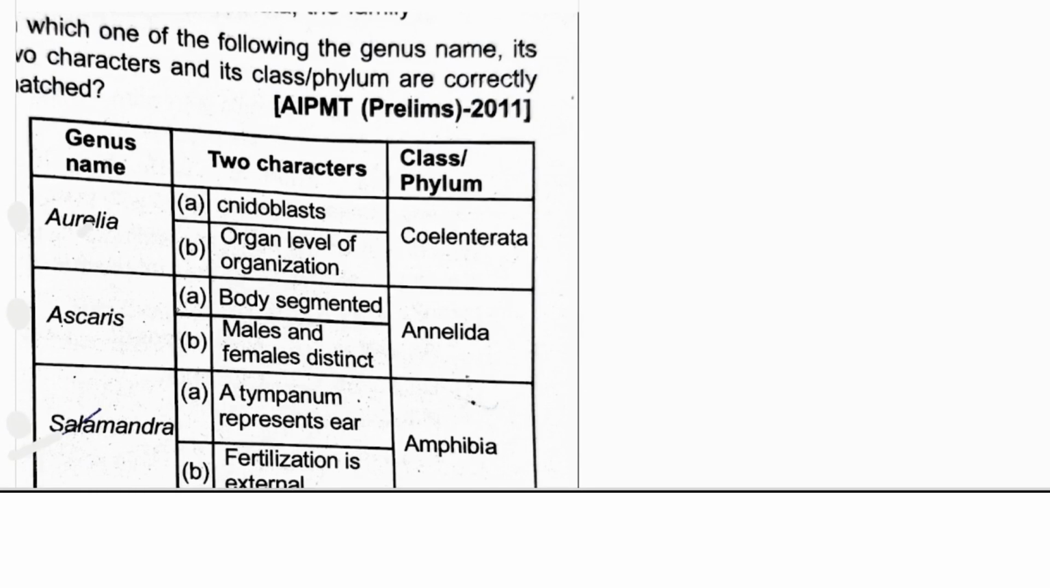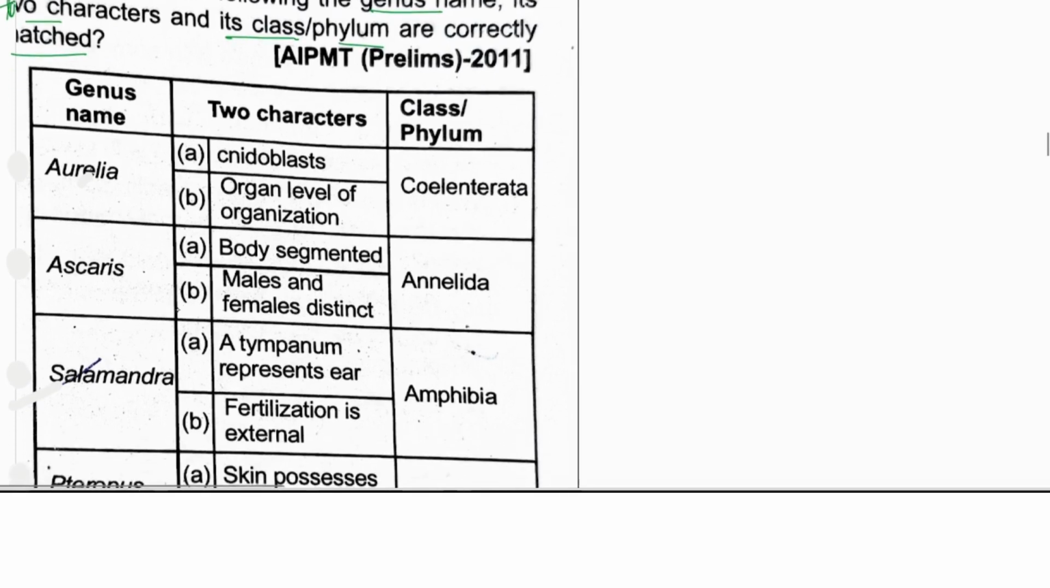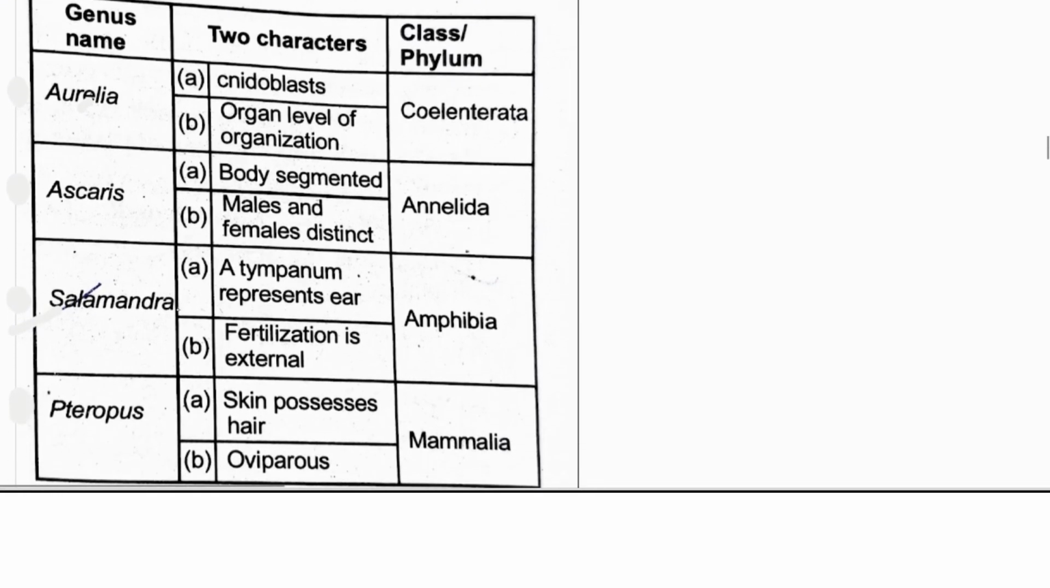Then question number 7 is, which one of the following genus names and its two characters, and its class and phylum, are correctly matched. So we have to find out their character, their genus and their class. Like Aurelia, belonging to the phylum Coelenterata, and they are saying that they are having organ level organization. In the Coelenterata we have seen the tissue level organization, right? So it is incorrect. In the Annelida, showing the body segmentation, male and female distinct, and they are Ascaris. Okay, so based on that, Ascaris is not from this phylum, again the name is different.